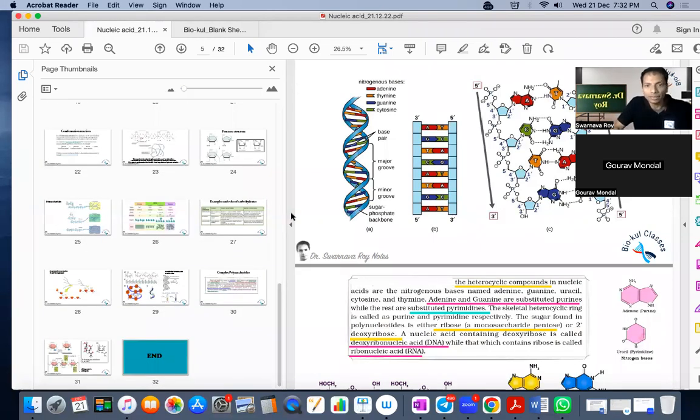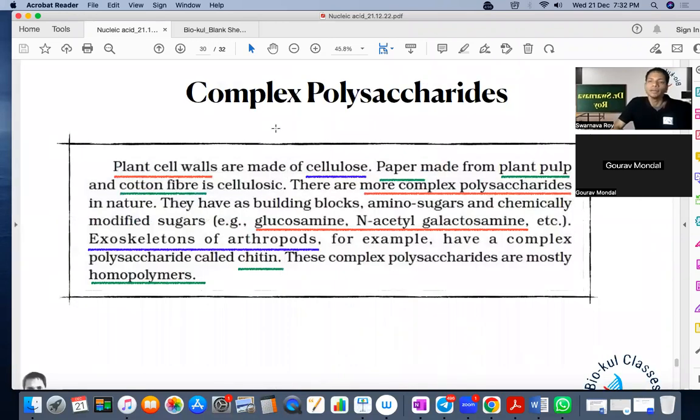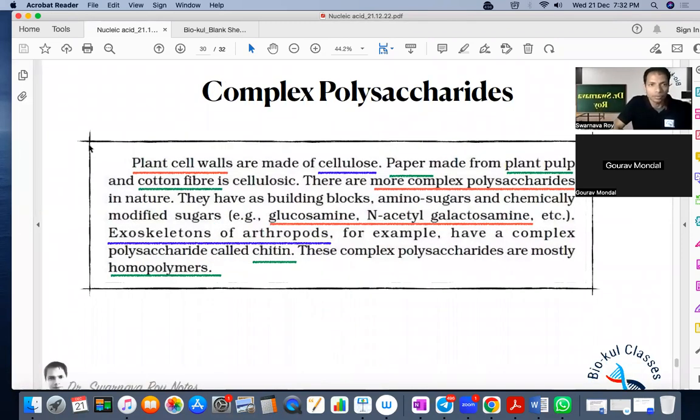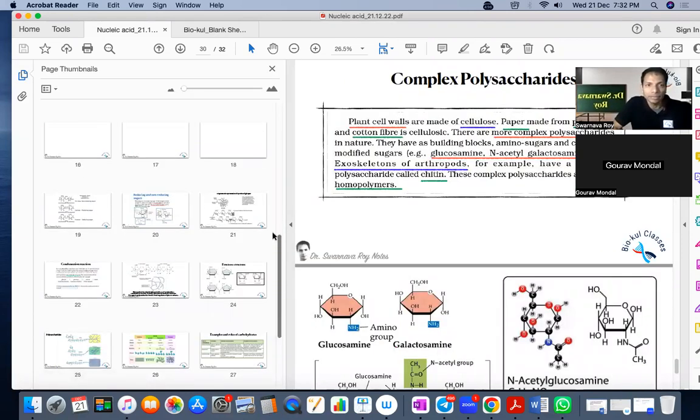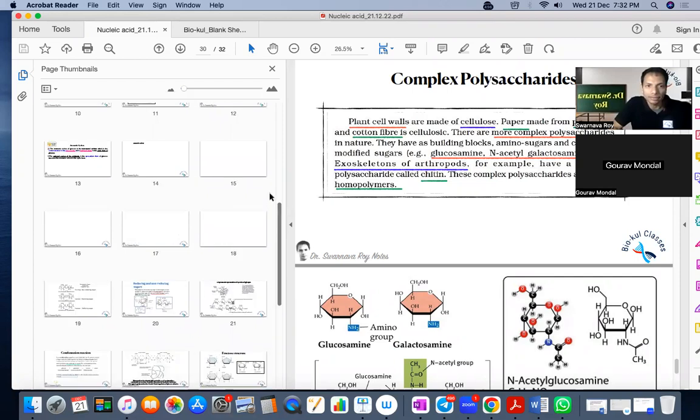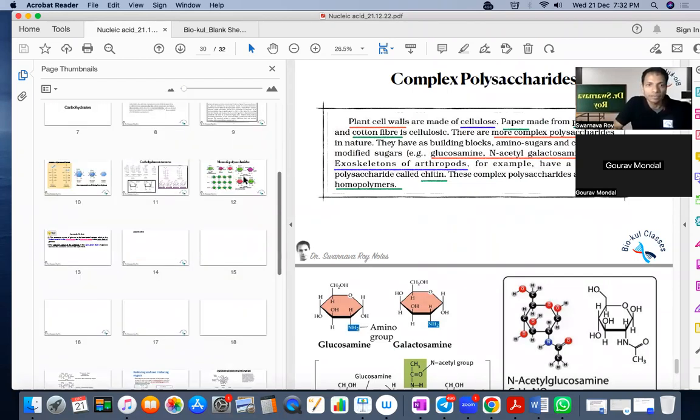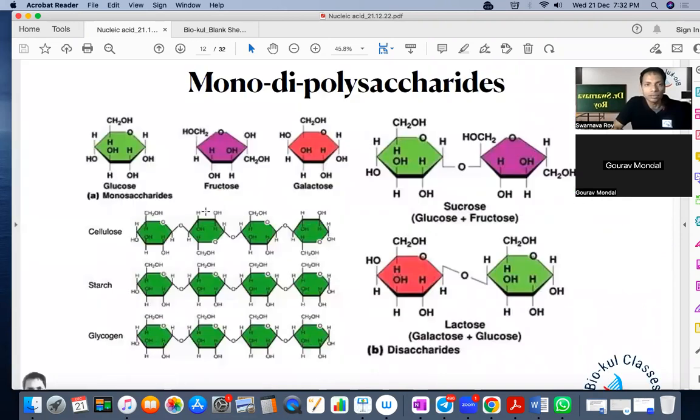So what are complex polysaccharides? In my last lecture, Gaurav, if you have attended that, I talked about polysaccharides in general. Just a small brush up of what I did last class. So basically, when we talk about polysaccharides, these are the different kinds of polysaccharides.